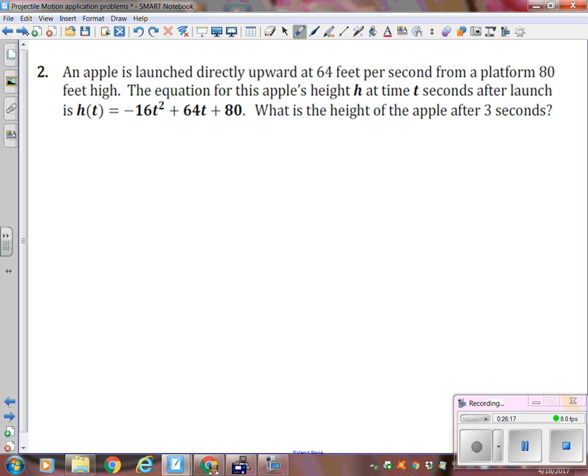Okay, number 2. Let's do number 2, and we're going to stop with the notes, and I'm going to give you a couple to practice on your own. Everybody good? An apple is launched directly upward at 64 feet per second. That is my start velocity, or what we call v sub 0, and notice that they've already plugged it in the middle. I need you to see how these equations are written because there's going to be some where they won't write them for you.